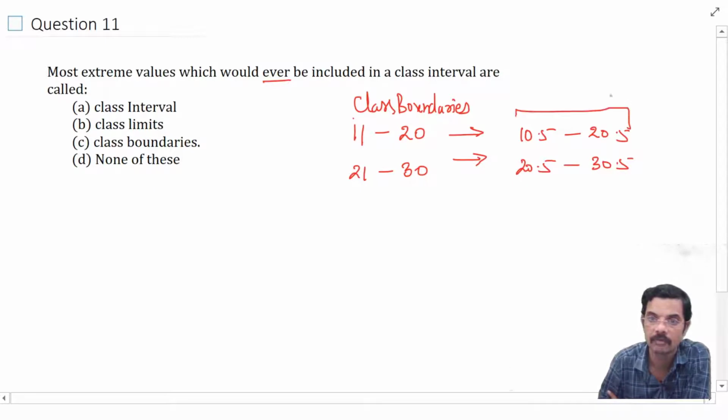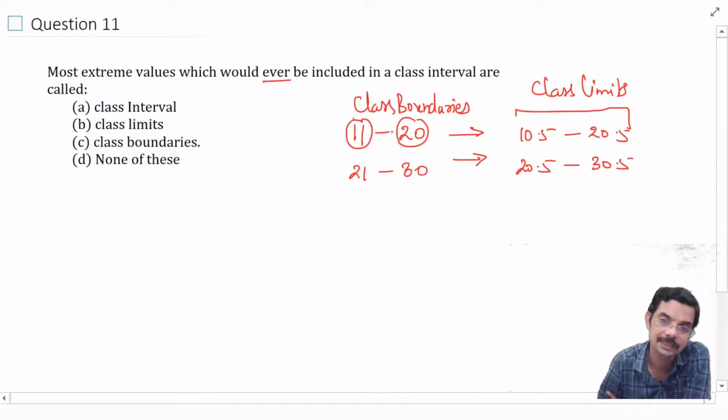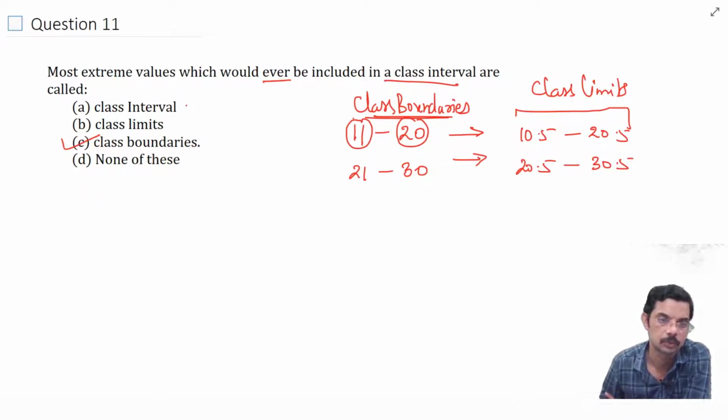See, this 11 and 20, these are called class limits. Okay, class limits are generally not included in some of the classes, but both of them will be included in the same class. So we are talking about class boundaries, the most extreme values which would be included in a class interval. So that is class boundaries, not class interval. Class interval means it is the same thing. Then we have class limits, class boundaries, none of this. Option is class boundaries.